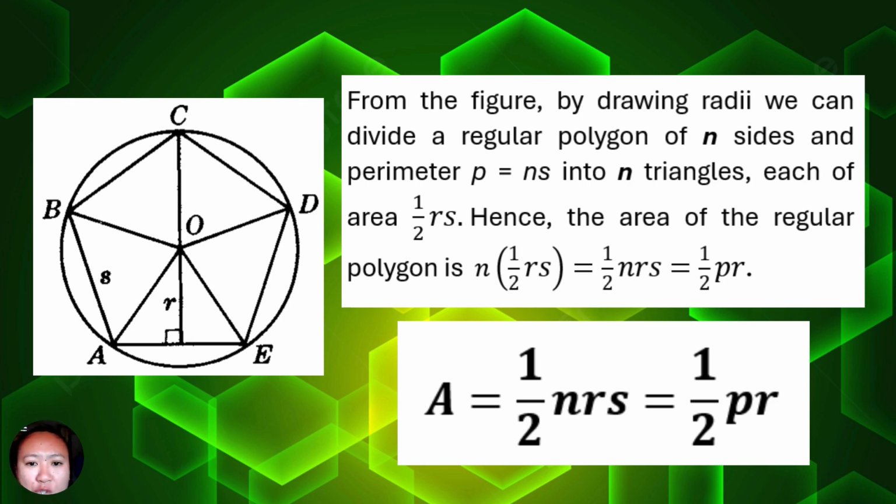From the figure, by drawing the radii, we can divide a regular polygon of n sides and perimeter P equal to ns into n triangles. Each area is equivalent to 1/2 rs. Hence, the area of the regular polygon is n times 1/2 rs, or 1/2 nrs, or 1/2 Pr. So the area of a regular polygon is equivalent to 1/2 nrs, or 1/2 Pr.